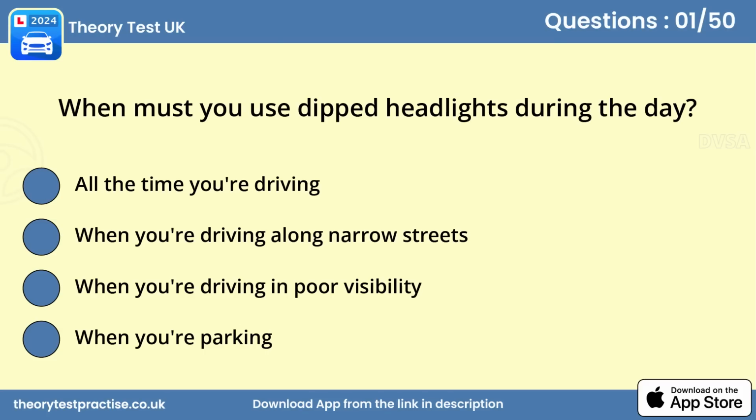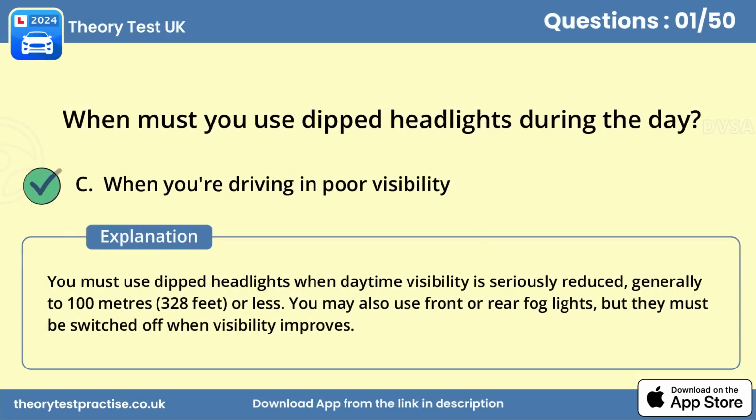Question 1. When must you use dipped headlights during the day? C. When you're driving in poor visibility. You must use dipped headlights when daytime visibility is seriously reduced, generally to 100 meters, 328 feet, or less. You may also use front or rear fog lights, but they must be switched off when visibility improves.